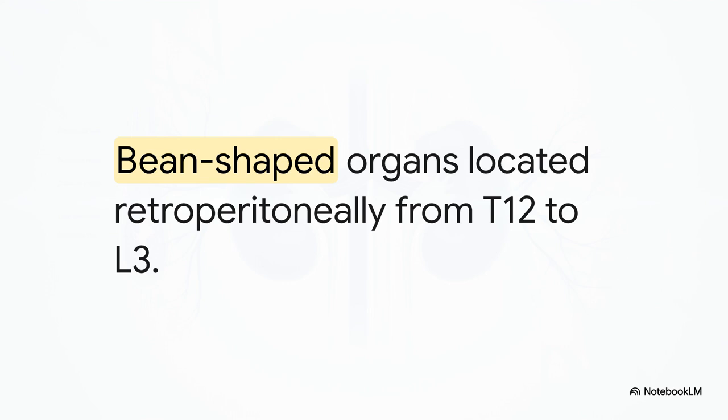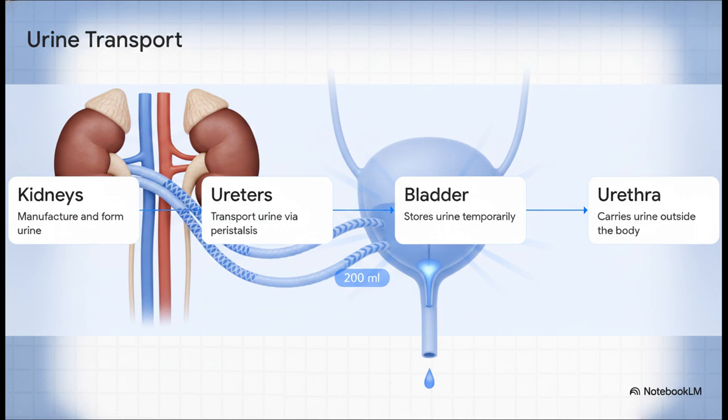Clinically speaking, it's a good tip to remember that the right kidney actually sits slightly lower than the left one. Why? Well, because the massive right lobe of your liver is hogging a lot of space right above it. Now, once the kidneys manufacture that urine, it doesn't just passively drop by gravity. It travels down the ureters, which are these 2 slender muscular tubes about 25 to 30 centimeters long. And they actively transport the urine down to the bladder using peristalsis, the exact same way your digestive tract moves food. Then, the urinary bladder steps in as a temporary storage tank.